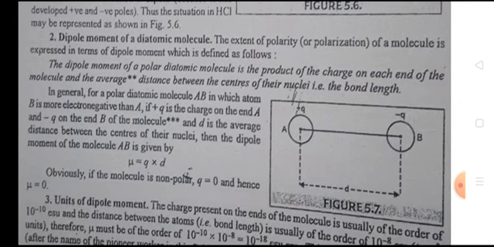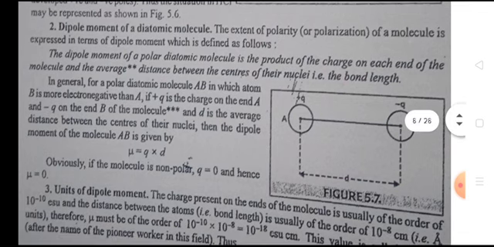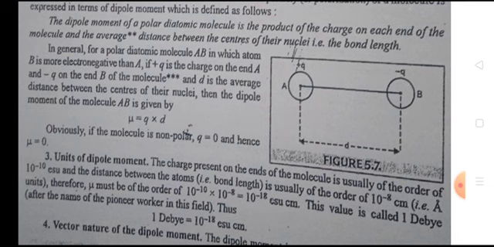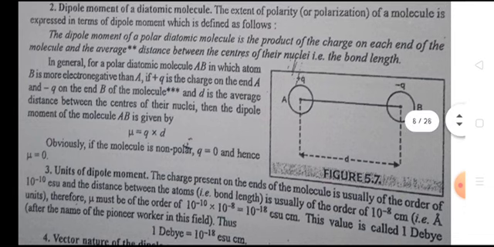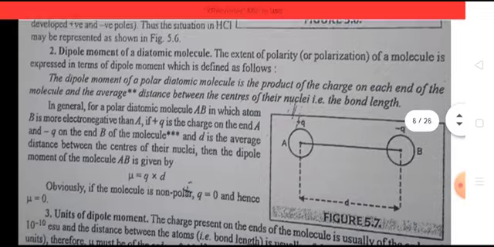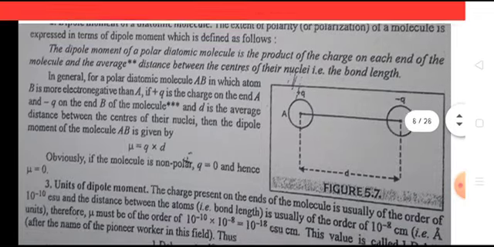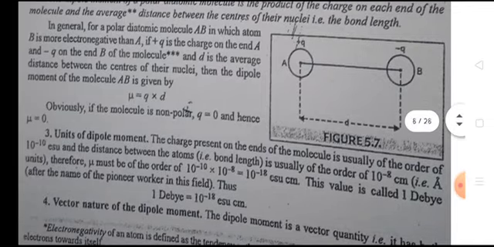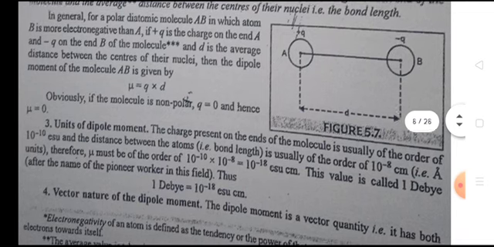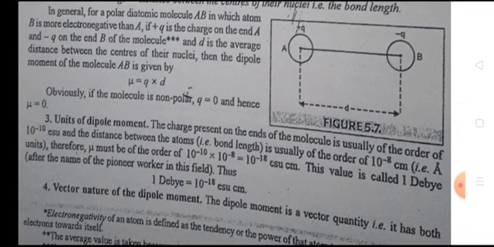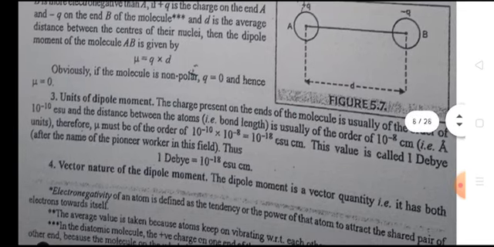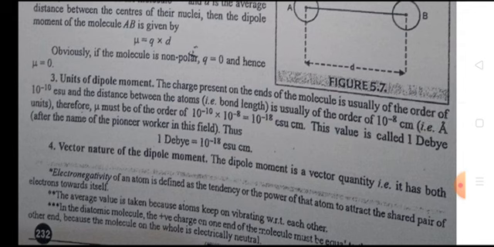Second, dipole moment of a diatomic molecule. The extent of polarity of a molecule is expressed in terms of dipole moment, which is defined as follows. The dipole moment of a polar diatomic molecule is the product of the charge on each end of the molecule and the average distance between the centers of their nuclei, that is the bond length. In general, for a polar diatomic molecule AB in which atom B is more electronegative than A, if +Q is the charge on the end of A and -Q on the B and d is the average distance between them, then the dipole moment is represented by mu = Q × d.